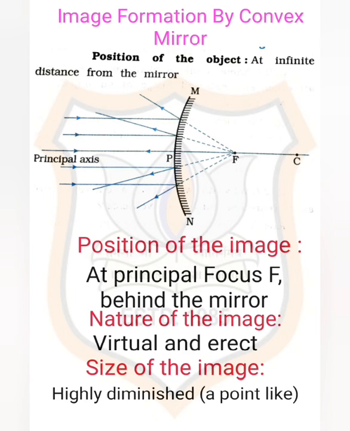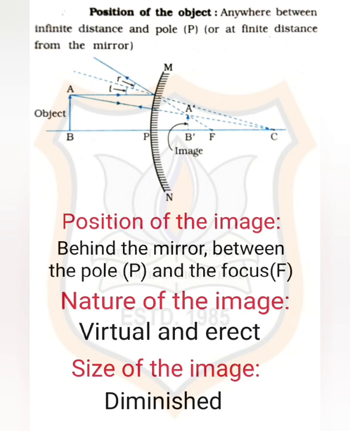In case of convex mirror, we do not get any real image because rays never meet actually, but they appear to meet behind the mirror. So here, according to the diagram, all the rays appear to meet at focus point, and hence when the object is placed at infinite distance from the mirror, then the image will form at focus point behind the mirror, and nature of the image will be virtual and erect, and size of the image will be highly diminished, point size.